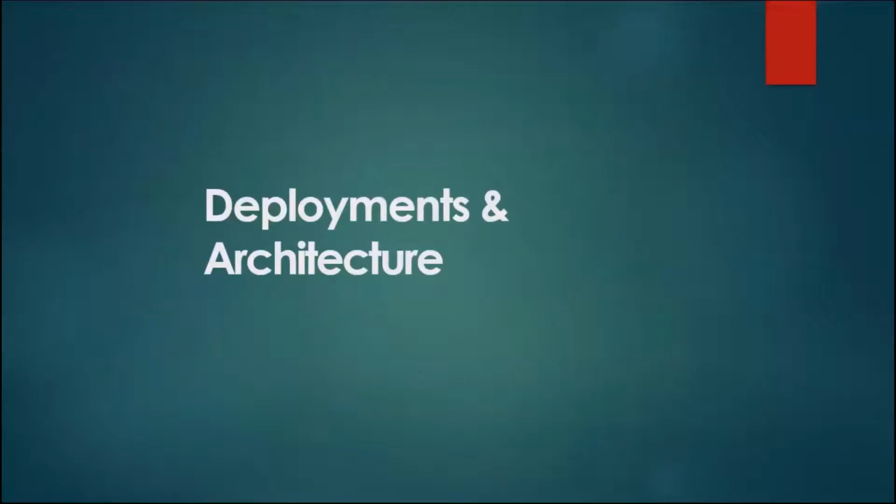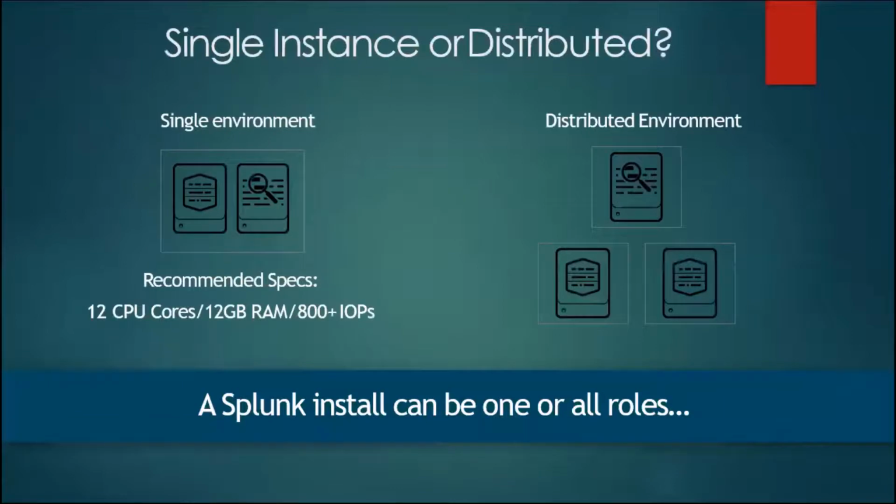Let's look at the deployment and architecture. For a single instance deployment, you have to have a 12 core CPU with 12 GB RAM and 800 input output operations per second. That's the scope of a single environment. But if you have a distributed environment, you need to have multiples of these things, right?